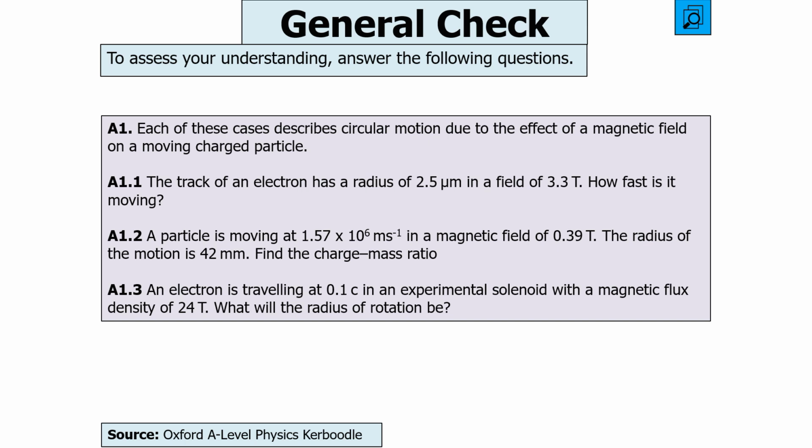Then a particle is moving at 1.57 times 10 to the 6 meters per second in a magnetic field of 0.39 teslas. The radius of motion is 42 millimeters. Find the charge to mass ratio.